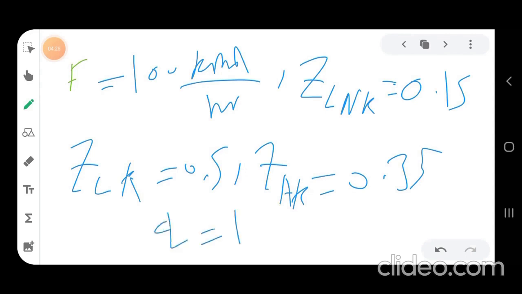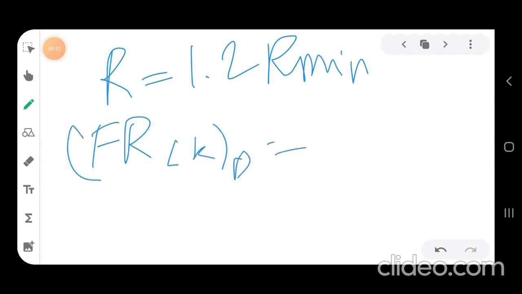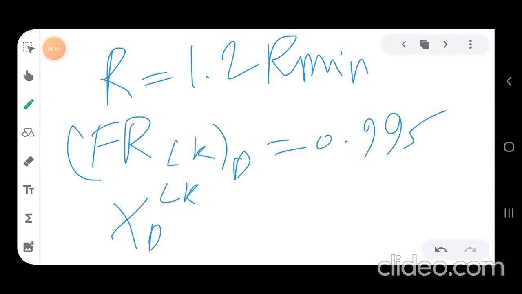Okay, and what else does he give me? He gave me R equal to 1.2 R minimum. And he gave me the fractional recovery. The fractional recovery of the light key in the distillate is 0.995, which is 99.5%. And he also gives me x in the distillate of the light key, which is just 0.75.